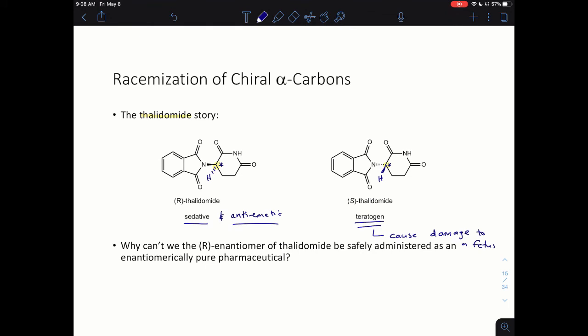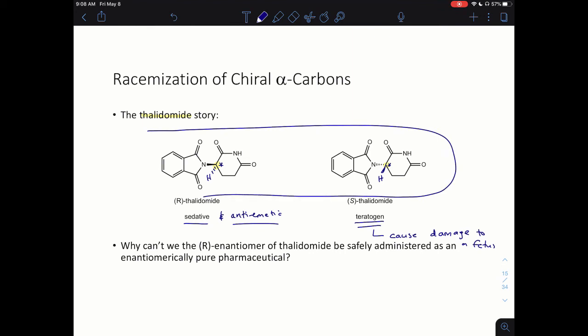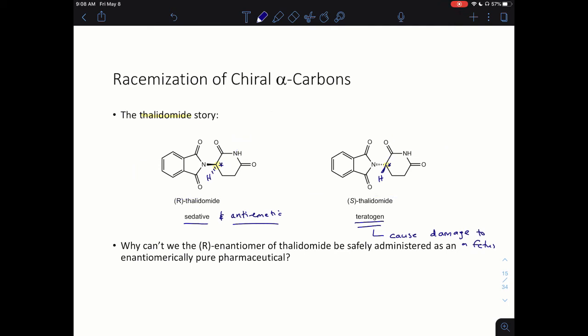You may recall learning about a molecule called thalidomide. Thalidomide is a chiral molecule. Both enantiomers are drawn here, and the stereogenic center is indicated by the star. Now, this molecule was discovered as a pharmaceutical agent in the 1950s. When its biological activity was studied, they realized that it was effective as a sedative and an antiemetic agent, meaning that it helps with nausea. Because of that, it was widely prescribed to pregnant women in Europe to help with their morning sickness.